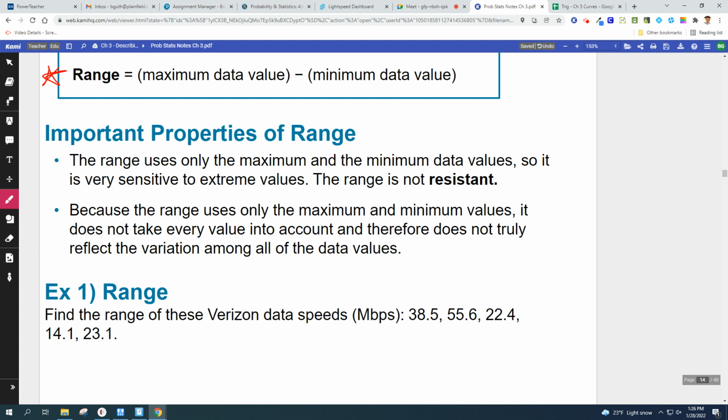Important properties of range. The range uses only the maximum and minimum data values, so it is very sensitive to extreme values. The range is not resistant. So you've seen this definition before of resistant in the last lesson, and it's talking about how much the outliers affect the numbers. All right, range is not resistant. That means that any outliers are going to greatly affect the value. Because the range uses only the maximum and minimum values, it does not take every value into account, and therefore does not truly reflect the variation among all of the data values.